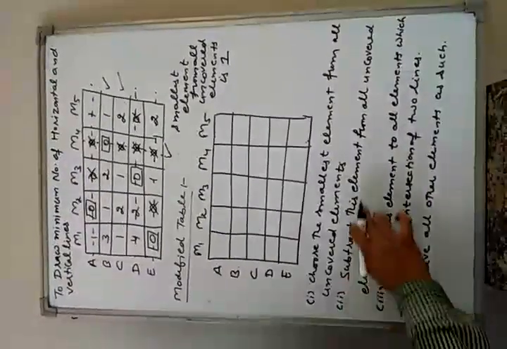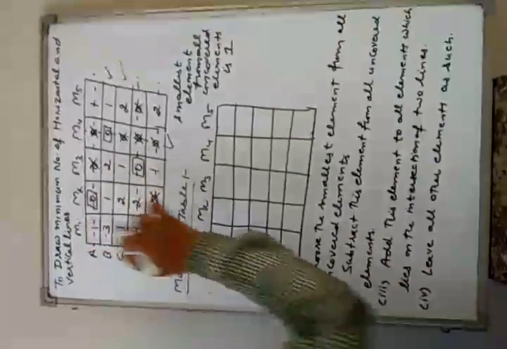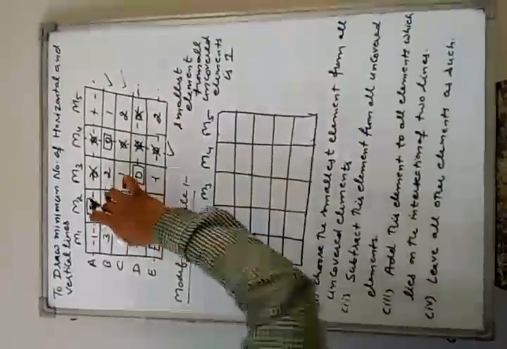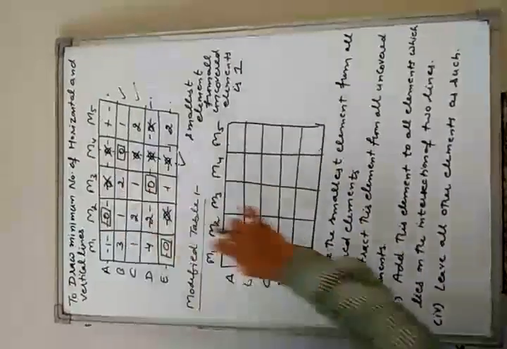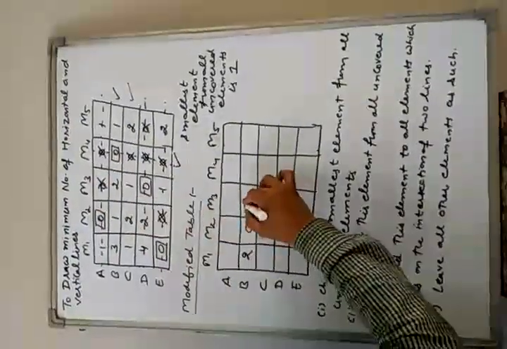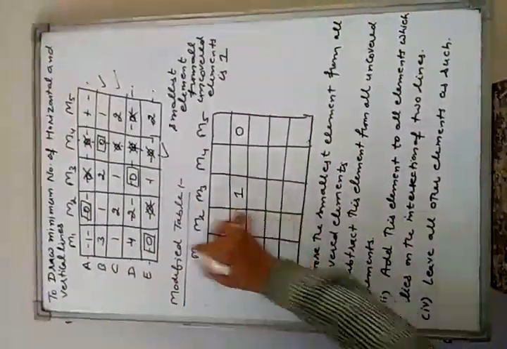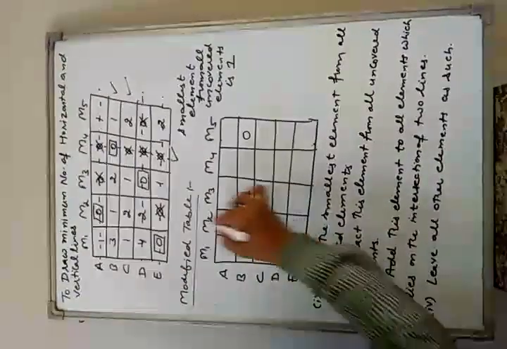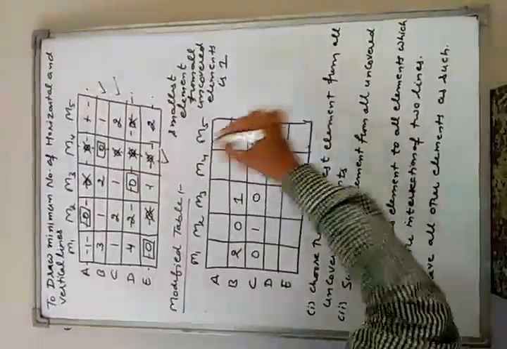Second, subtract this element from all the uncovered elements. 3 minus 1, 2. 2 minus 1, 1. 1 minus 1, 0. 2 minus 1, 1. 1 minus 1, 0. 1 minus 1, 0. 2 minus 1, 1. 1 minus 1, 0. 2 minus 1, 1.